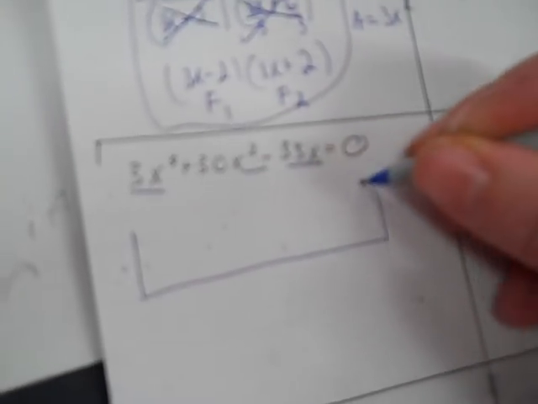So you know that that is GCF. So GCF, do we have a negative in the front? No. Do we have x on everything? Yes, we do. And then 3, 30, and 33, I get 3. So 3x is the GCF. That factors out.